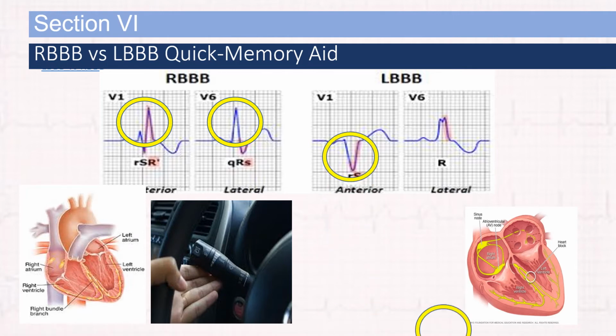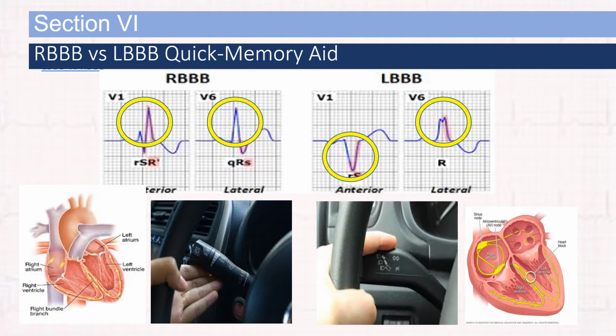If you look at V1 and V6 in the left bundle branch block, it gets a little bit more complicated. But V1 is predominantly downward from the isoelectric line. If you were to take your turn signal and push it in a downward position, it would activate the left turn signals. So this is a quick memory aid, but we're going to get into the pathophysiology of this, and hopefully you won't need it in the future.